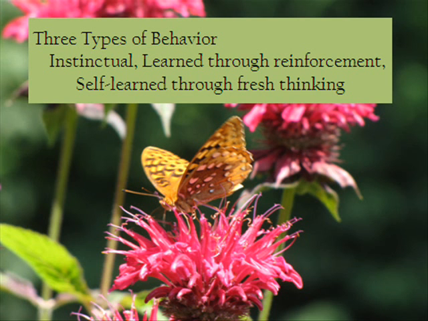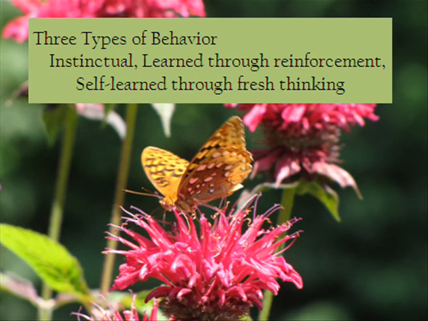Along with the division of the brain into 3 evolutionary portions, you can look at the 3 types of recognized human behavior. We act through one of these 3 ways. We can do things in an instinctual way that is hardwired through our genetic code. Or we can learn to act through reinforcement. That is, we will repeat a behavior that results in a positive outcome. Finally, we can act in a self-learned way by thinking through a problem and coming up with a novel approach.